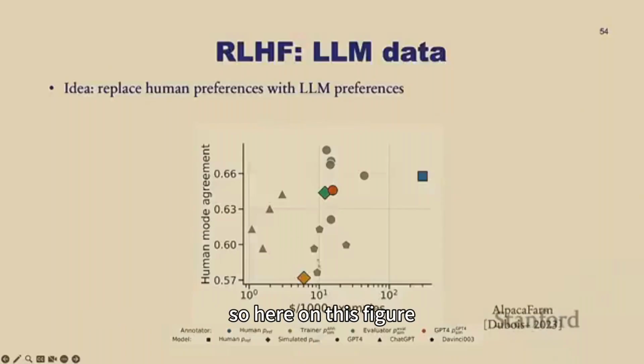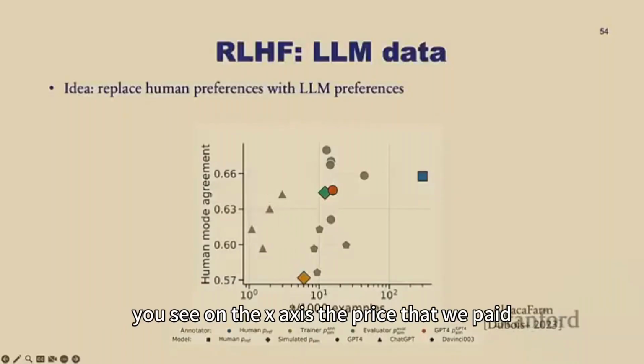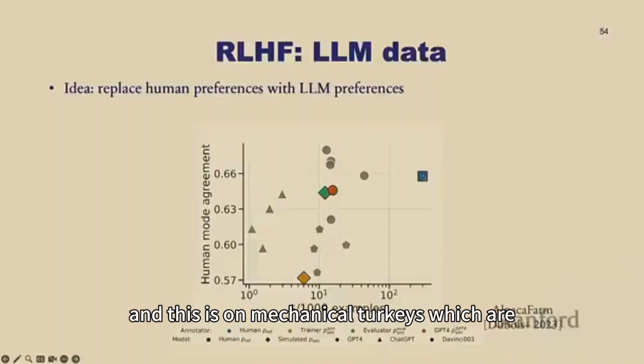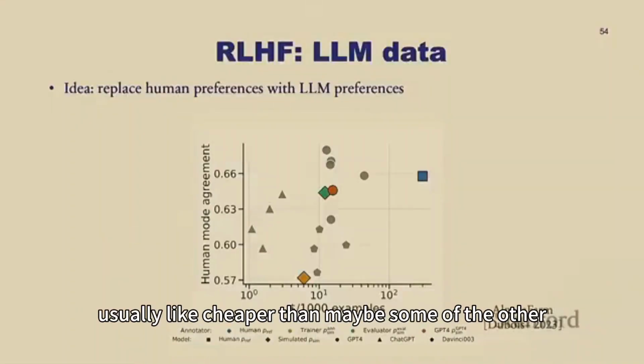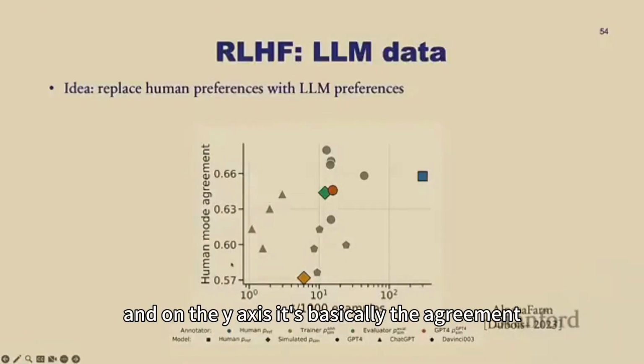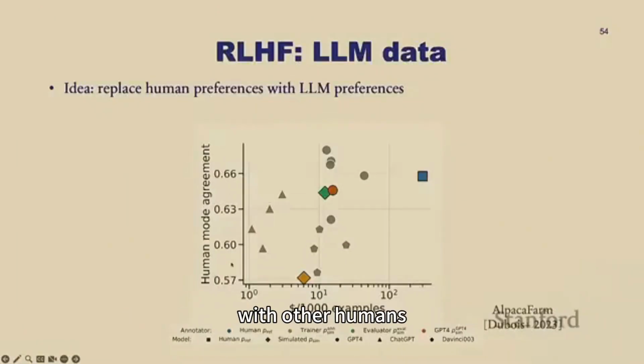On this figure, you see on the x-axis the price that we paid for collecting human data. It's around $300 for 1,000 examples, and this is on mechanical Turkers, which are usually cheaper than some of the other companies that you could go through. And on the y-axis, it's the agreement with other humans, with the mode of other humans.